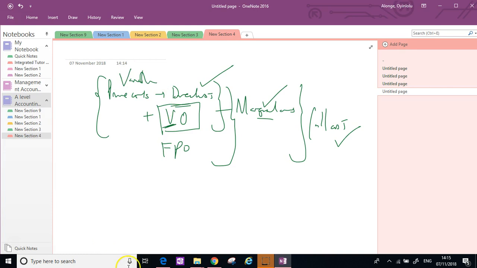Then it's left for me to divide. It's left for me to now find these costs per unit, which is what this question is asking in E.